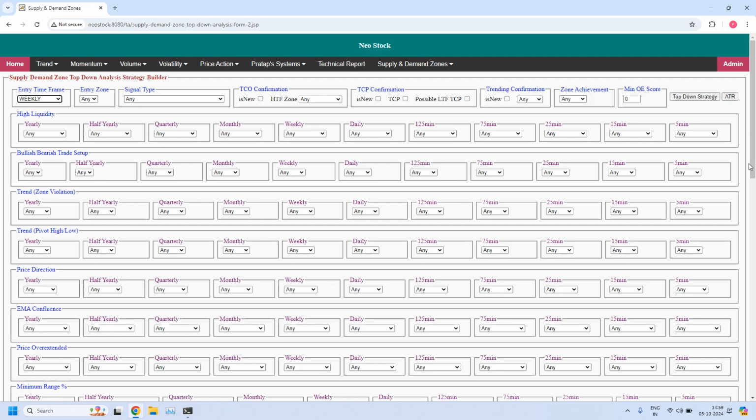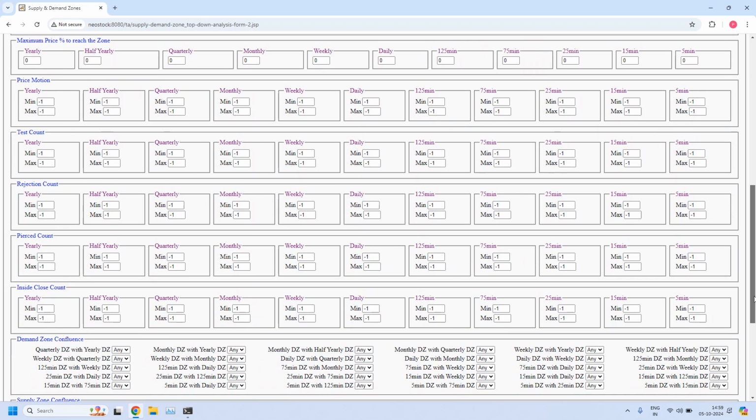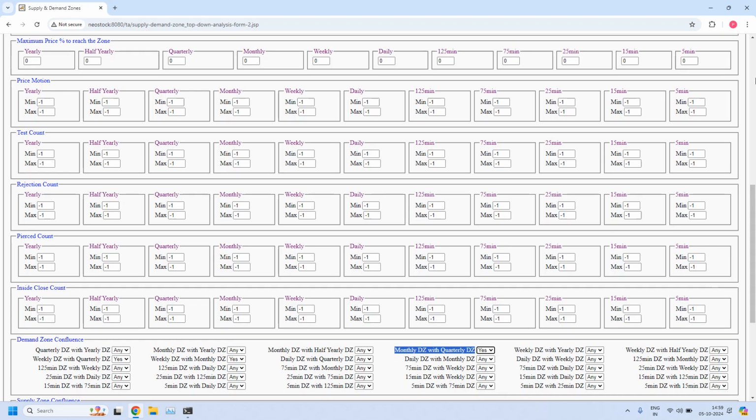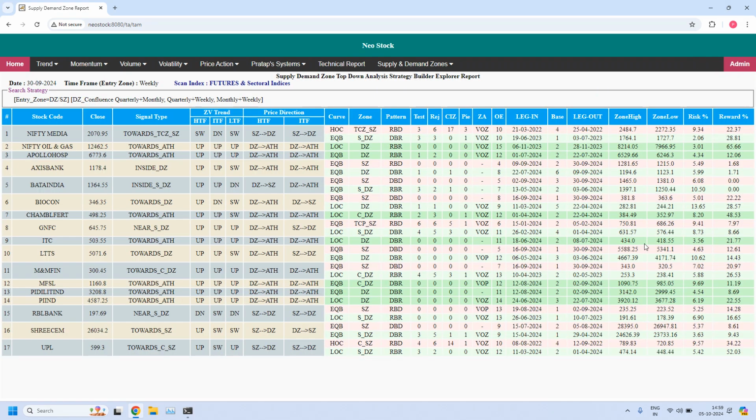And now let us look for demand zone confluence. Here I am enabling weekly demand zone with monthly demand zone. I am also enabling the weekly demand zone with quarterly demand zone filter, and also the monthly demand zone with quarterly demand zone filter. With all 3 demand zone confluences, how many stocks are filtered? 17 stocks. You can look for stocks either near the weekly demand zone or inside the weekly demand zone, and use them for your immediate trade plans.